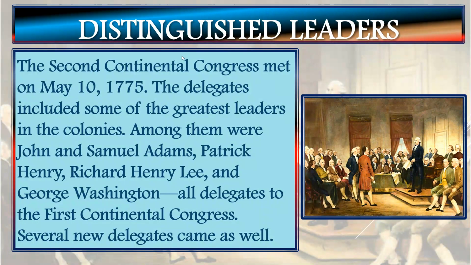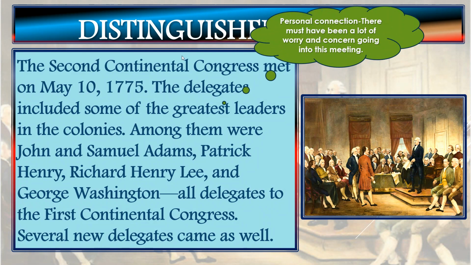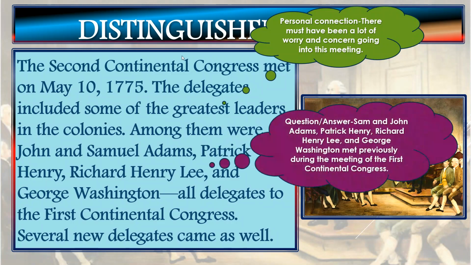The Second Continental Congress met on May 10, 1775. The delegates include some of the greatest leaders in the colonies. Among them were John and Samuel Adams, Patrick Henry, Richard Henry Lee, and George Washington, all delegates to the First Continental Congress. Several new delegates came as well, so we'll get to know them in a minute. But there must have been a lot of worry and concern going into this meeting. Basically, whatever decisions they made could make them traitors, and traitors back then were hung at the neck. So this must have been on their minds when they were meeting.